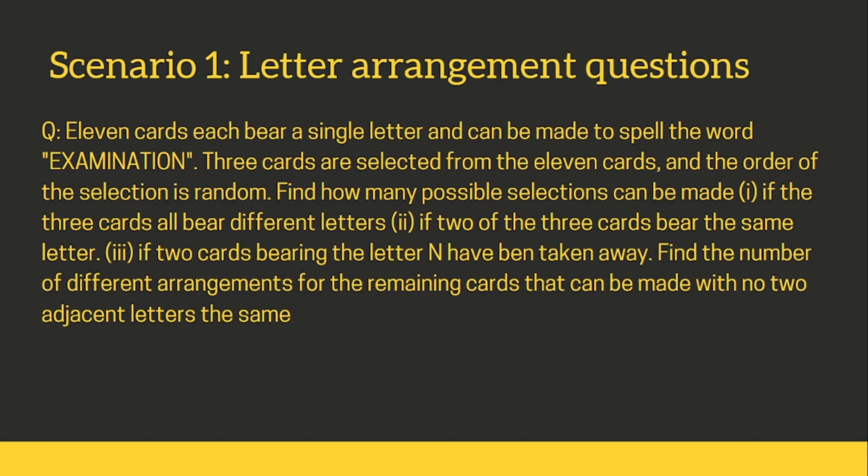Next. So 11 cards, each bear a single letter, and can be made to spell the word examination. 3 cards are selected from the 11 cards, and the order of the selection is random. Find how many possible selections can be made if 3 cards all bear different letters.